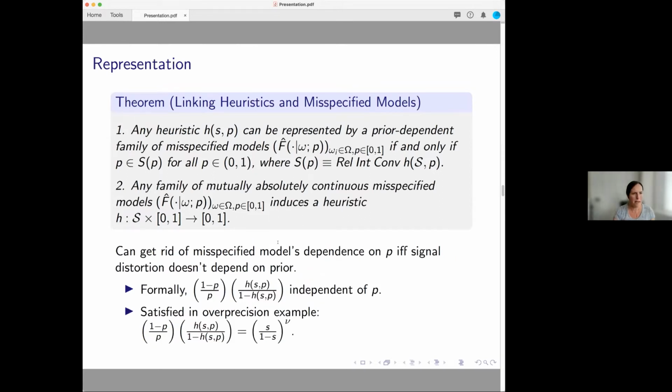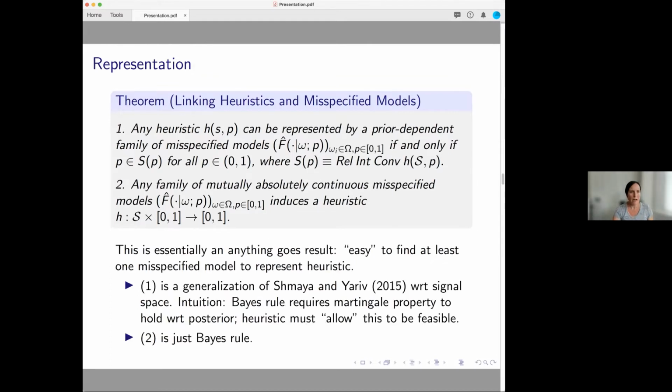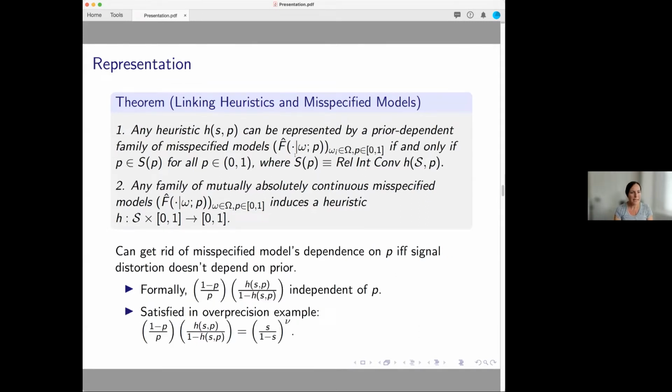Oh, one other thing I wanted to point out before moving on to the next result is that this prior dependent result, the fact that you need a prior dependent family of misspecified models, we can get rid of that dependence if and only if the signal distortion in the heuristic doesn't depend on the prior. The formal condition means that if we take the likelihood ratio of state R to state L from the heuristic and multiply it by the inverse of P over 1 minus P, so probability of L over R, then we're going to be left with something that's independent of the prior.